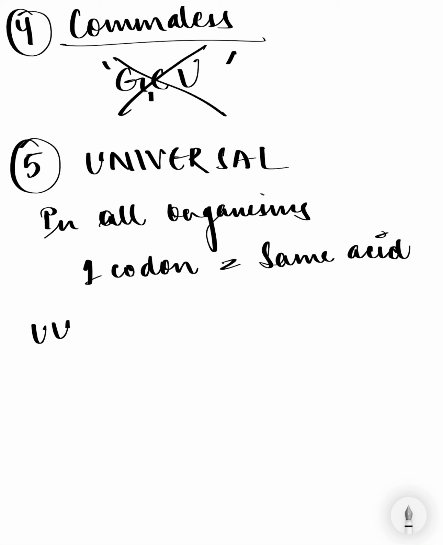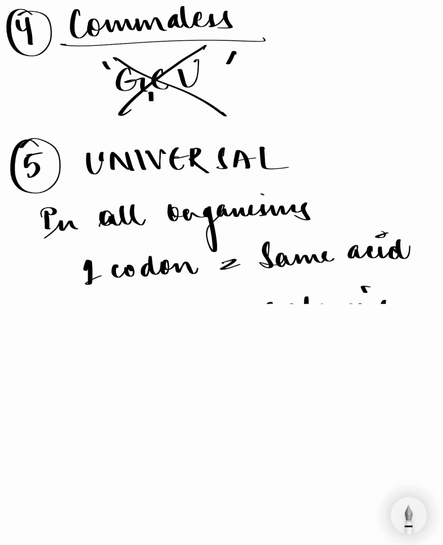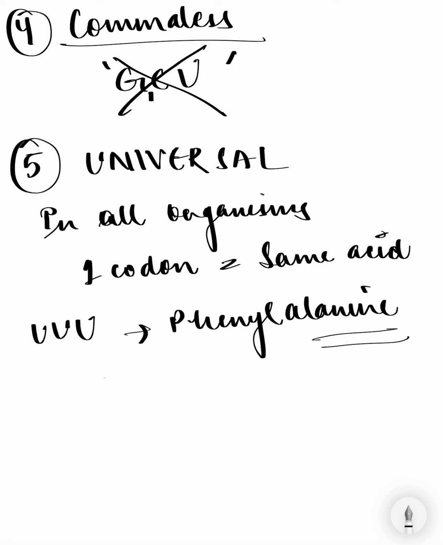But there is an exception to this case. There are a few codons in mitochondria and in protozoa which code for different amino acids. So exceptions are present in the mitochondria, the powerhouse of the cell, and certain protozoans.